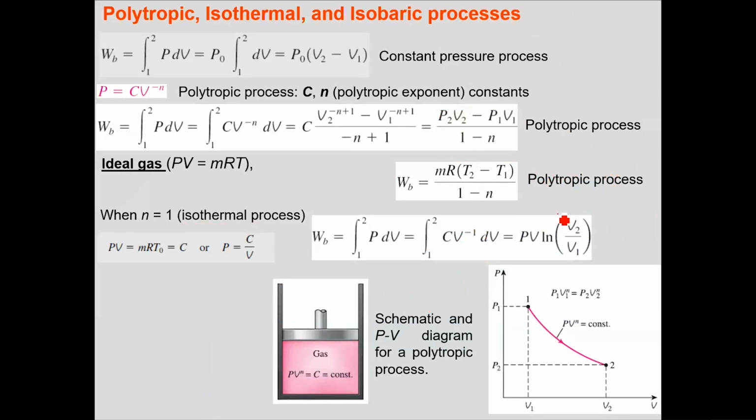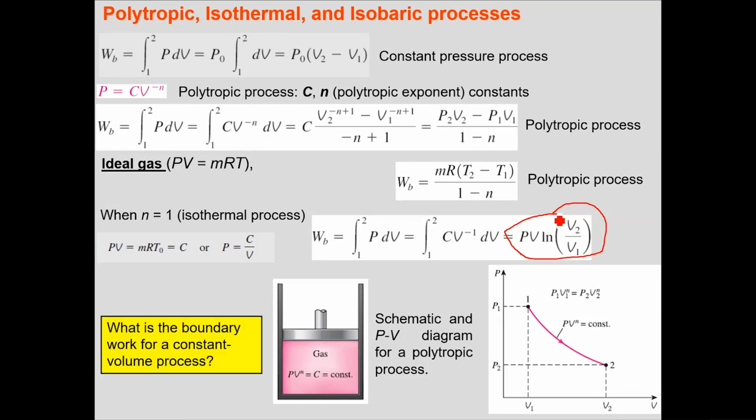So this becomes the expression for a polytropic process where n is equal to 1, or an ideal gas expansion or compression where temperature is held constant. Now, what happens for a special case, the boundary work when you have a constant volume process? What do you think would be the boundary work done in case of a constant volume process?